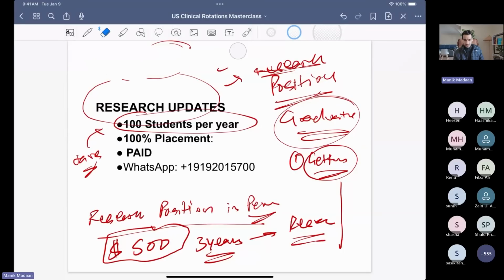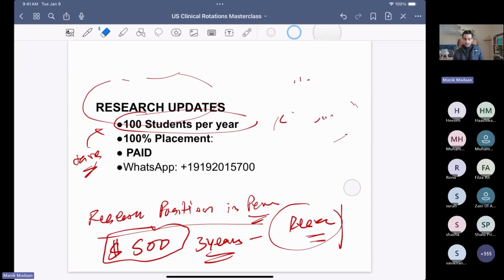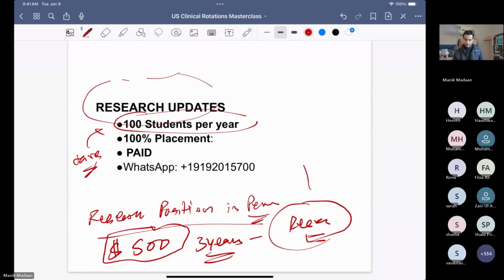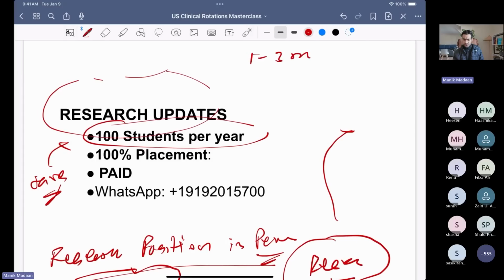Generally, the way it works is, once you pay that deposit, we look for that research position for you. The time it takes to get this research position could be anywhere from about 1 to 3 months. Once you find that research position, you'll have an interview with the facility.